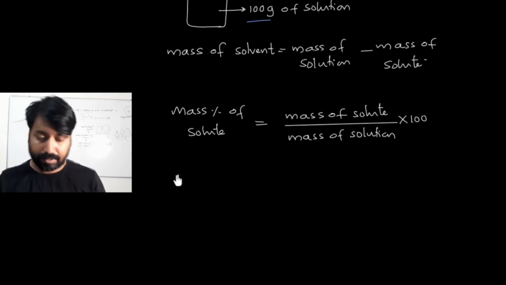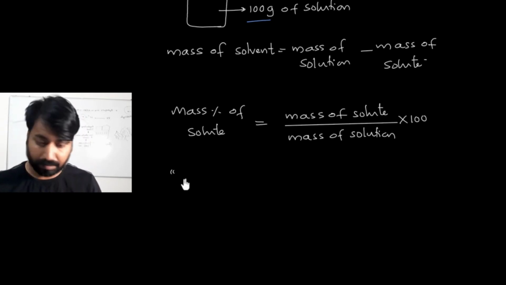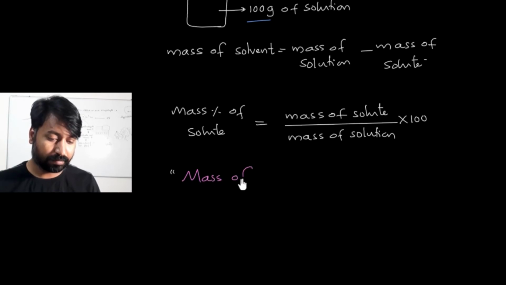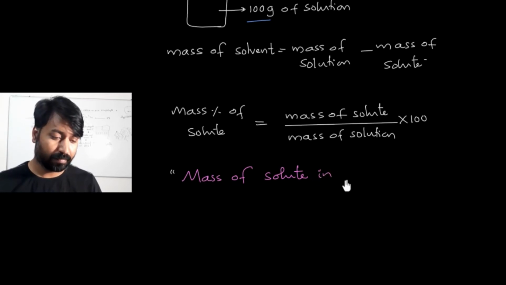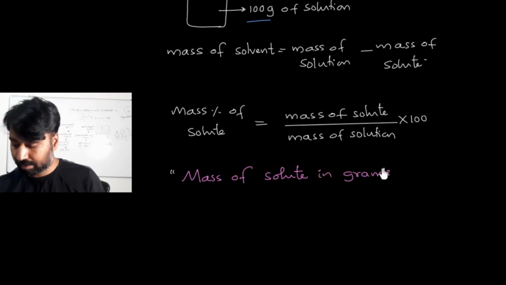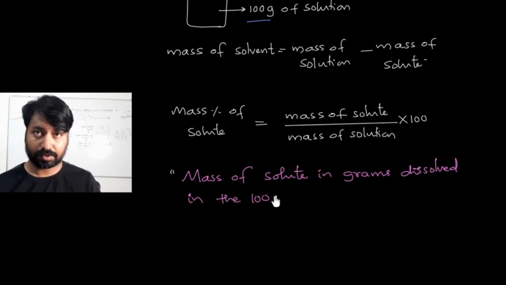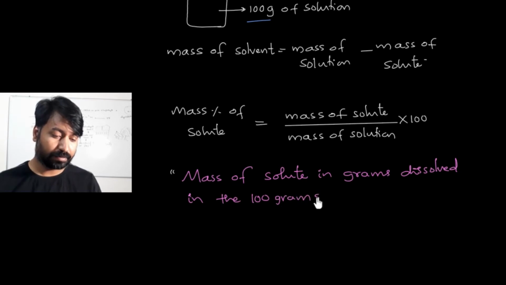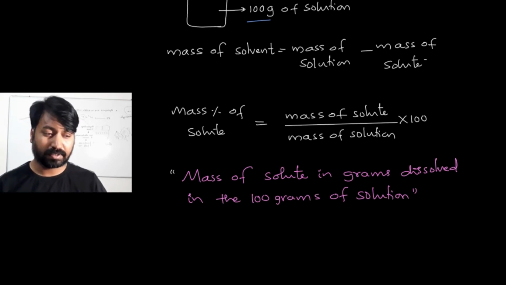Now we can provide a definition for this. The definition we can write like this: mass of solute expressed in grams, dissolved in 100 grams of solution. The total mass of the solution should be 100 grams. And remember that the solution should be homogeneous. The solute and solvent mixed together form a uniform concentration.